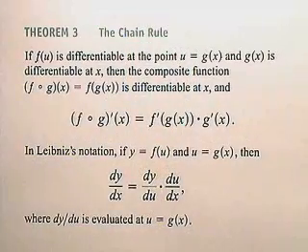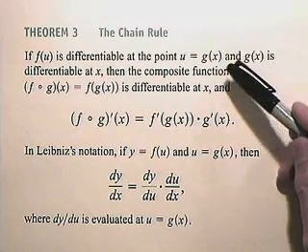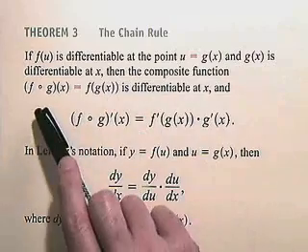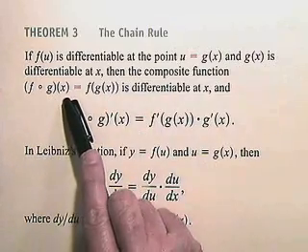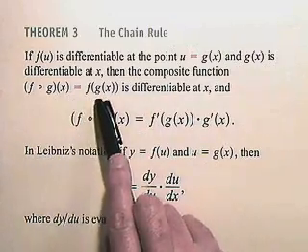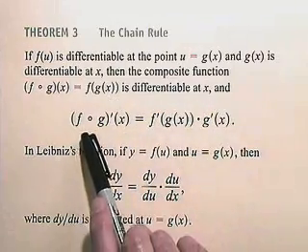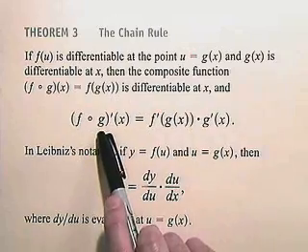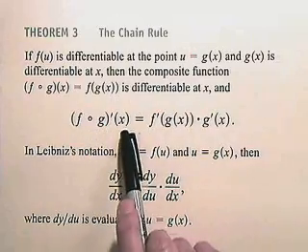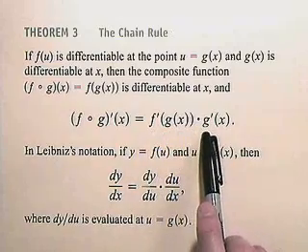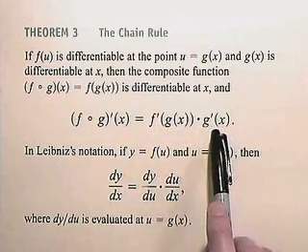Theorem 3, the chain rule. If f of u is differentiable at the point u equal g of x, and g of x is differentiable at x, then the composite function f composed with g at x, which is equal to f of g of x, is differentiable at x, and the derivative of f composed with g at x is equal to f prime at g of x multiplied by g prime of x.